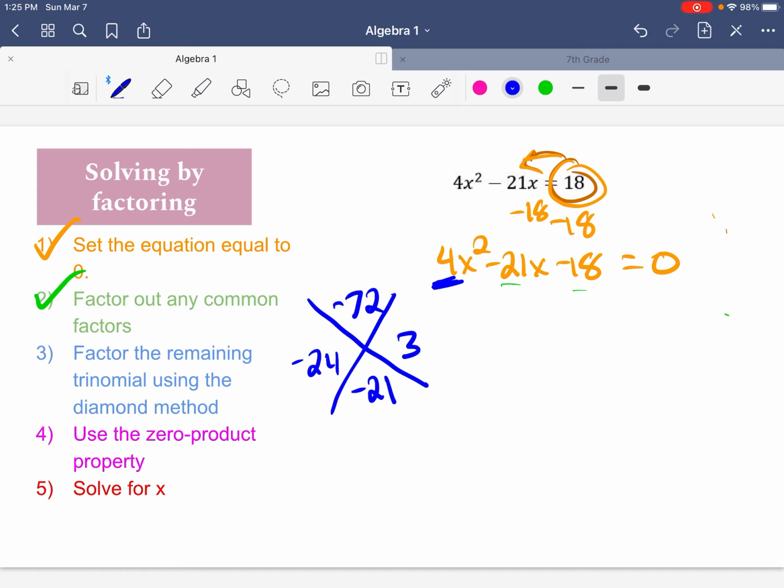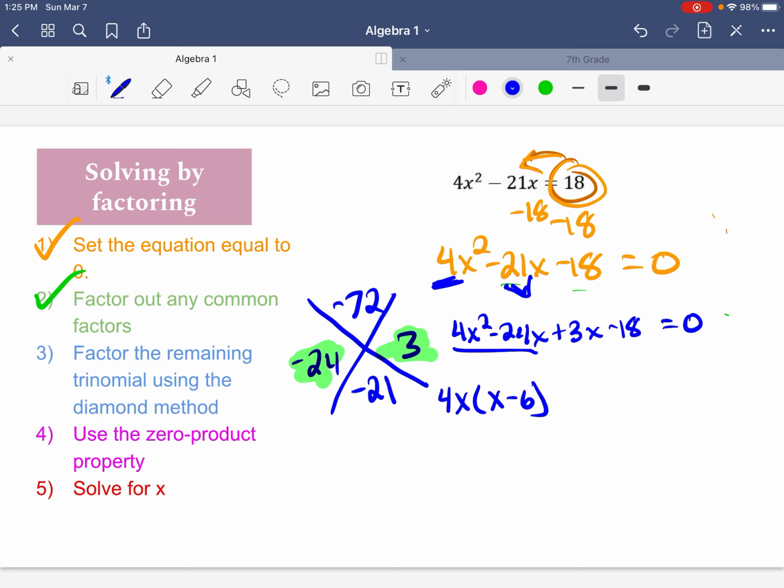So then we're going to rewrite this problem with this middle term changed. So it's going to be 4x squared minus 24x plus 3x minus 18 equals 0. So the only thing that changes is this middle term became what these two are. All right, cool. So from here, you factor by grouping and say, okay, well, what does the first group have in common? So they both have a 4x, and what's left over is x minus 6. And if you remember, whatever is in this set of parentheses must also be in this set of parentheses, so that's also x minus 6.